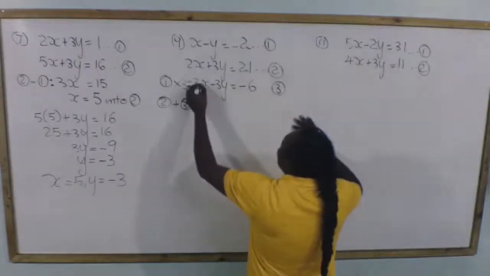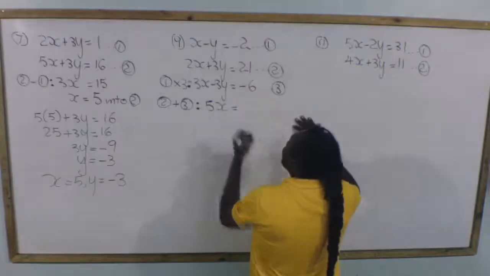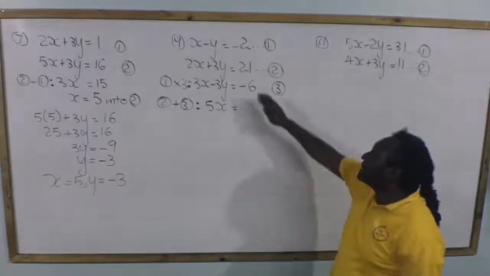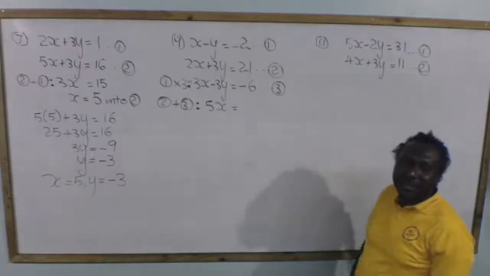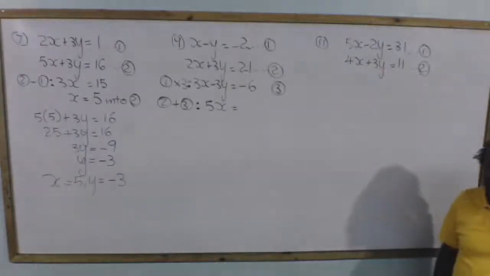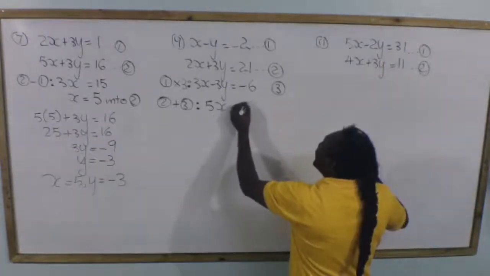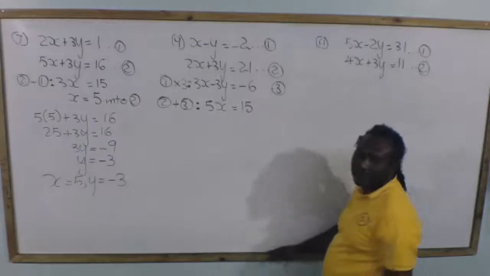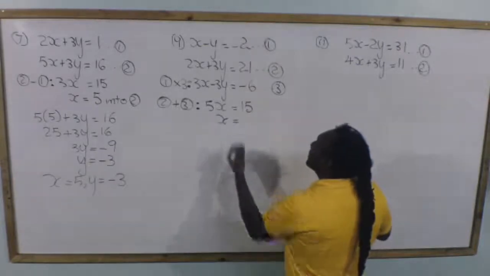So when we add these together, what do we get? 2x plus 3x, we get what? 5x. What about 21? When we add 21 with a negative 6, what do we get? That's correct, 15. Therefore, x is equal to what?